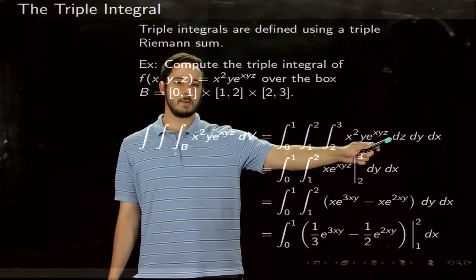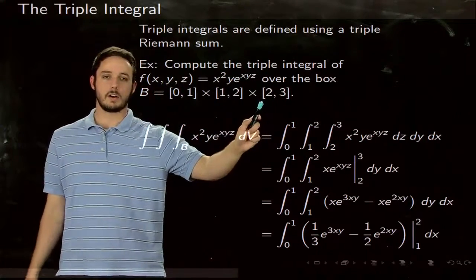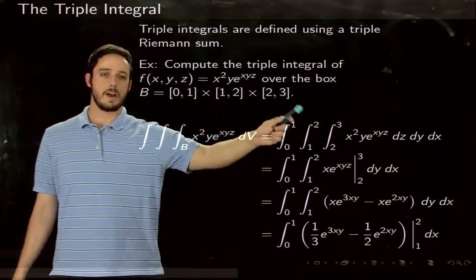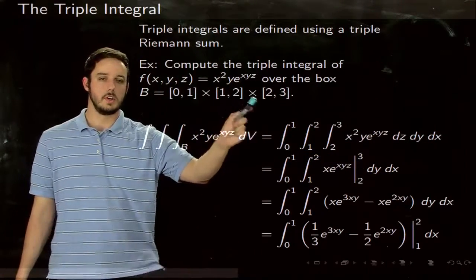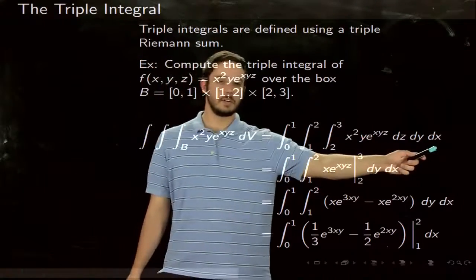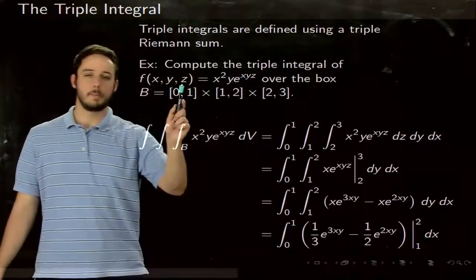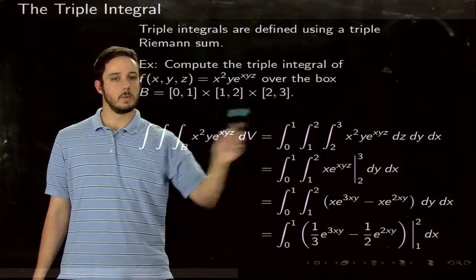So first we integrate with respect to z, and so our first bounds, 2 and 3, which come from here, are our bounds for z. Then our bounds for y, which we're integrating with respect to next, are 1 and 2. So we see a 1 and 2 for our next bounds. And then finally we're integrating with respect to x, and the bounds on x are 0 to 1. So our bounds are 0 and 1.